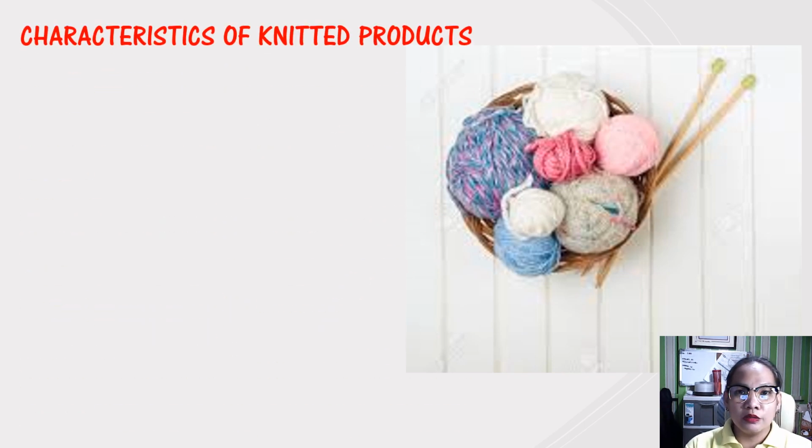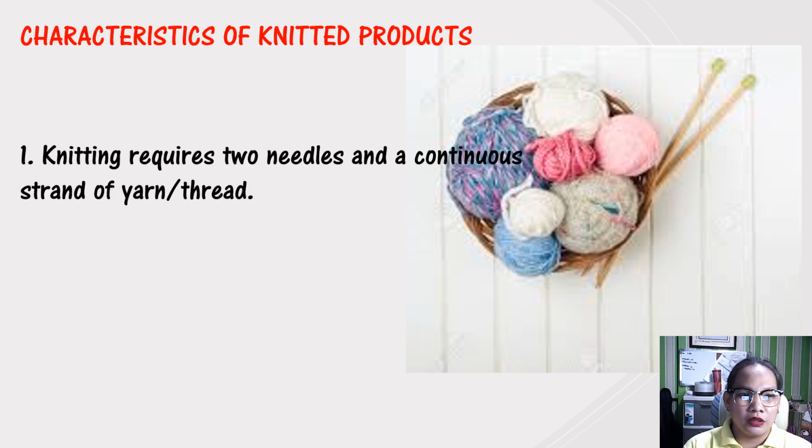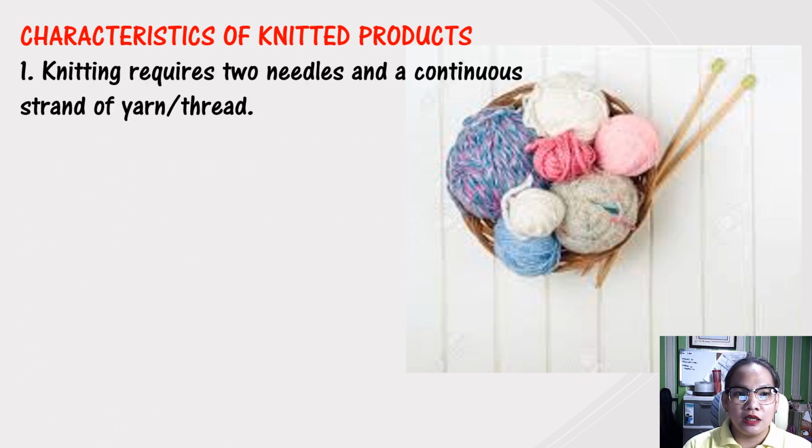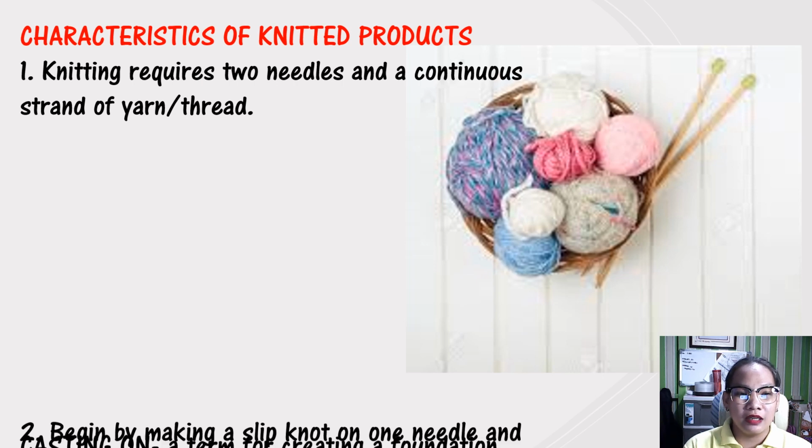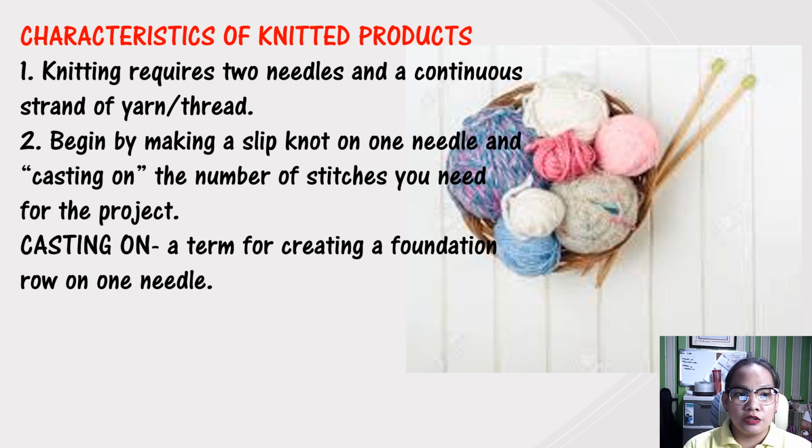So let's now discuss the characteristics of knitted products. The first one is knitting requires two needles and a continuous strand of yarn or thread. Second, you begin by making a slip knot on one needle and casting on the number of stitches that you're going to need in making your own project.